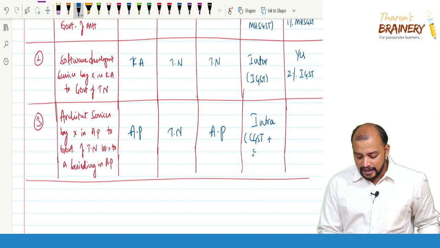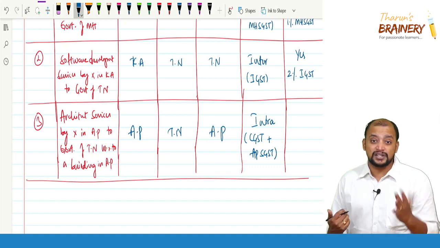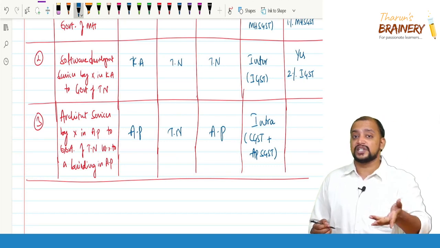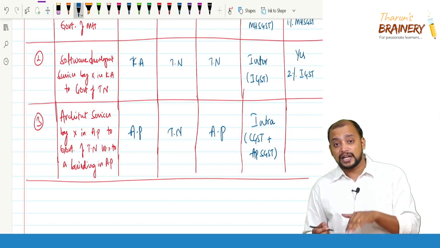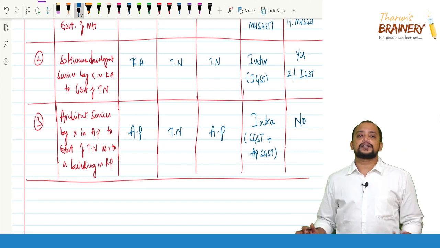And what will be the taxes that will be applicable? CGST plus APSGST. But how can the government of Tamil Nadu, which is not registered in Andhra Pradesh, deduct the TDS towards APSGST? Not possible. Andhra Pradesh SGST, they cannot deduct TDS. So therefore TDS is not applicable. So TDS is not applicable in this case.